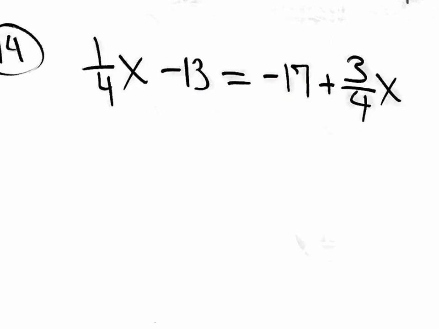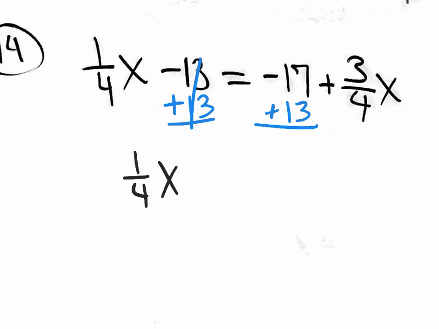So it's probably easier or best to get rid of the minus 13 by adding 13 and adding 13 and rewriting your equation as 1/4 x equals negative 4 plus 3/4 x. And now you could worry about multiplying everything by the denominator 4. You see, this equation's a lot nicer than the original. Right here we had bigger numbers, right here you have one smaller number.